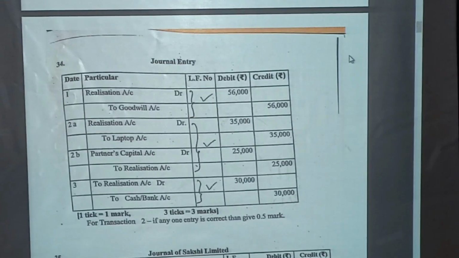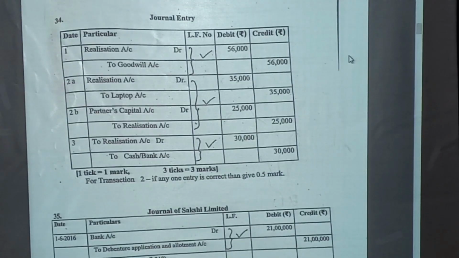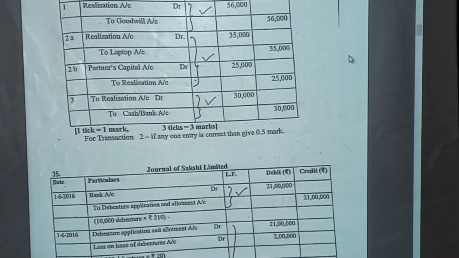You can see in question number 34, that means chapter number 7 of part 1, realization, there are 4 journal entries, and each journal entry has an indication of how students can get marks. In the first, you can have 1 mark for 1 journal entry, and then second 2A and 2B, that means for 2 journal entries you can have 1 mark, and for the third journal entry you can have 1 mark. That means total 3 ticks and 3 marks.